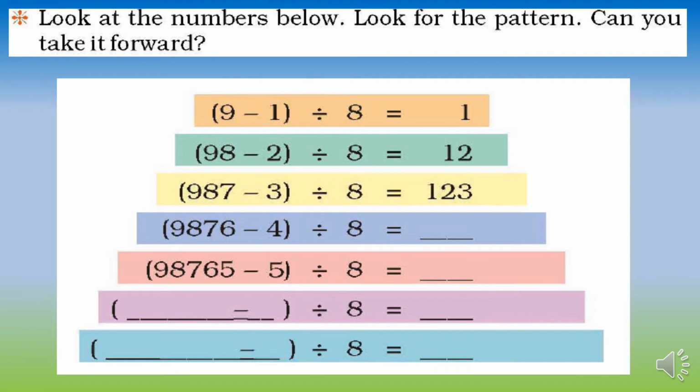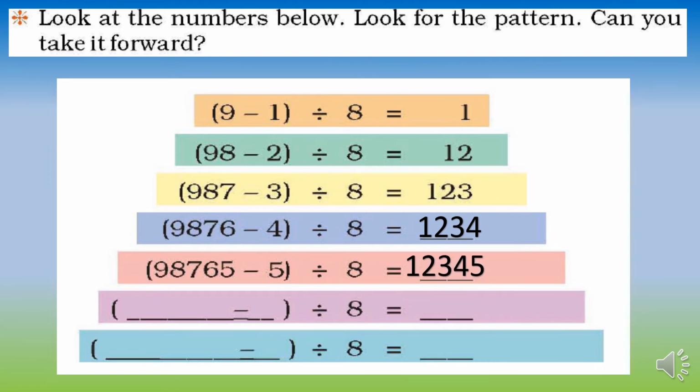Then 9876 minus 4, that is 9872, divided by 8 equals 1234. So you can see the pattern: here 9 8 7 6 5 4 3 2, and it will go like this. After the minus, the number is 1 2 3 4 5, then 6 and 7, it will go like that. And in the answer on the right hand side, the numbers will go like 1 2 3 4 5 and so on.